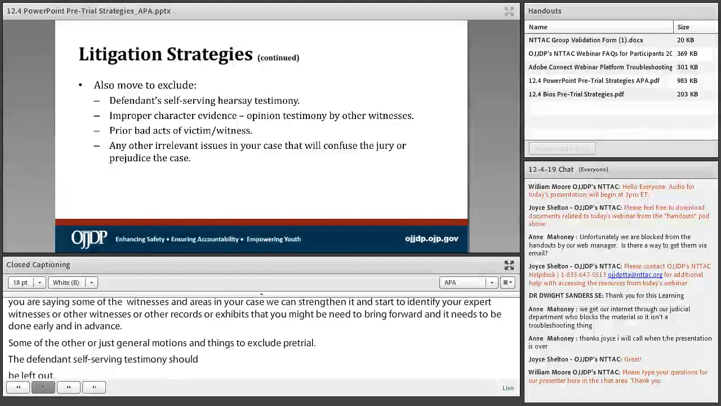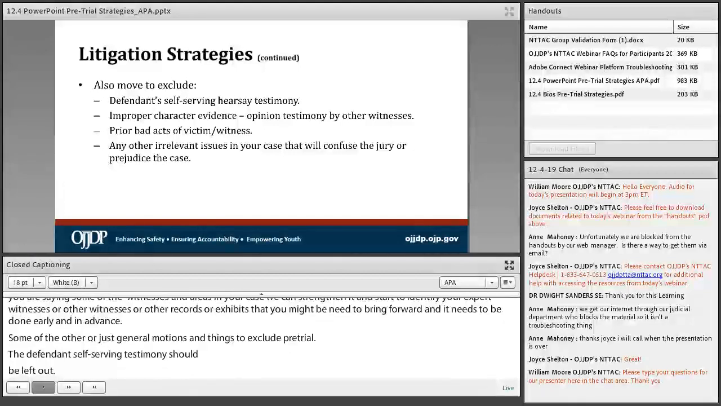I see a lot of times defendants who want to bring in family or friends to say, he is such a great guy, the child was such a troublemaker. And that should be prohibited, at least the portion about the child either being a liar or having other bad character traits that are not relevant. That should all be left out.